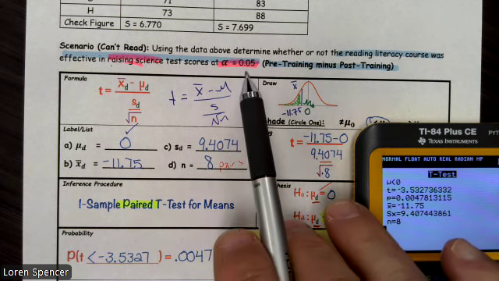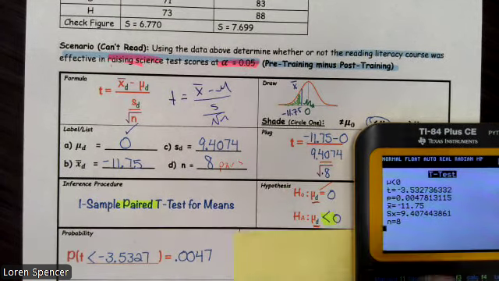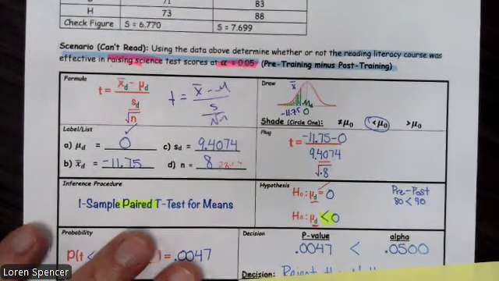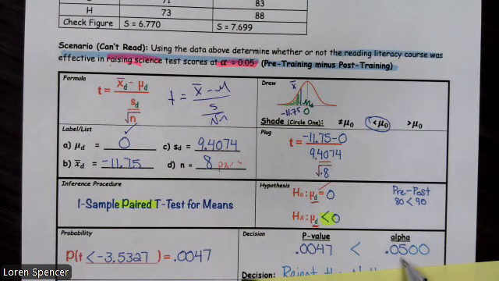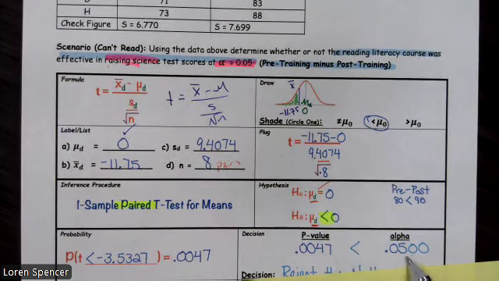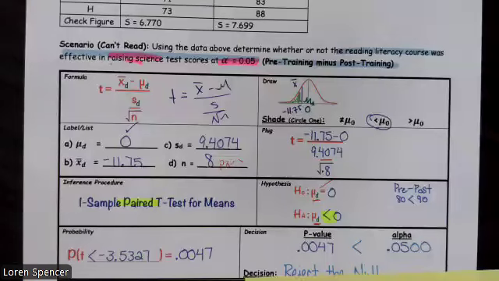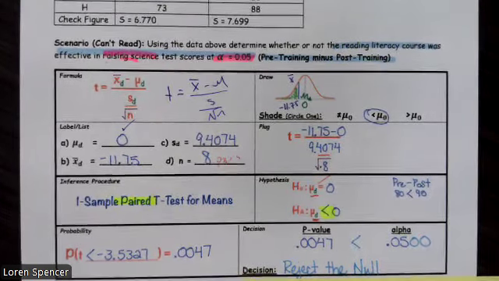Well, we originally said our alpha was 0.05. Well, our p-value of 0.0047 is definitely less than 0.05. Make sure these are the same length. Add zeros to make them the same length, because 47 is less than 500. So our decision right here is to reject the null.